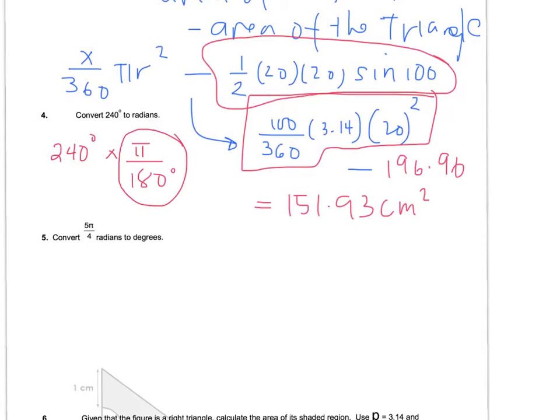Suppose we use a calculator for this. What will be the simplest form of 240 over 180? What did you get?